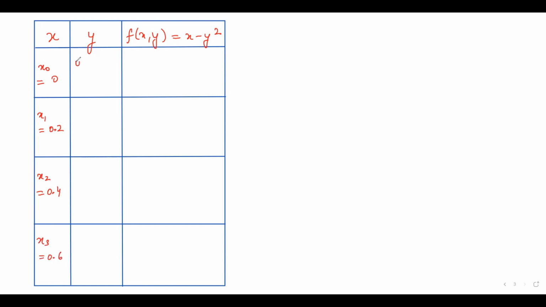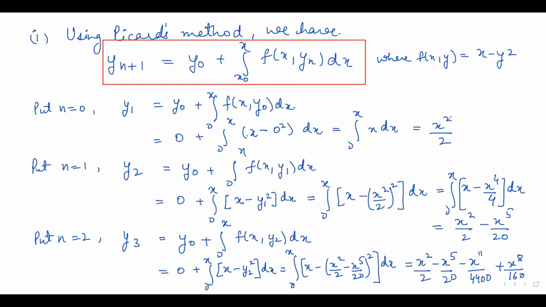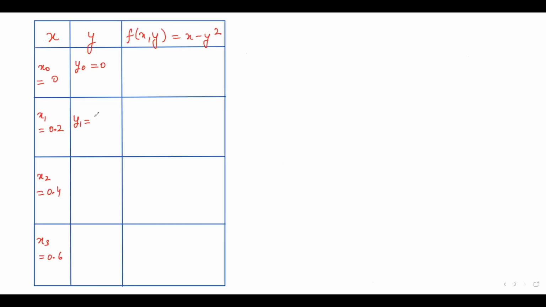Now what is my y naught given to us as 0? y1, you can get the value of y1 when you put in here x square by 2. So this would be 0.2 whole square upon 2. So you will get the answer as 0.02. So you just need to put in the values there, right?